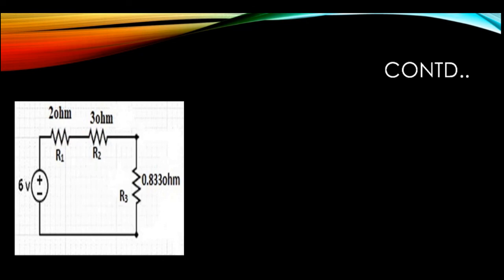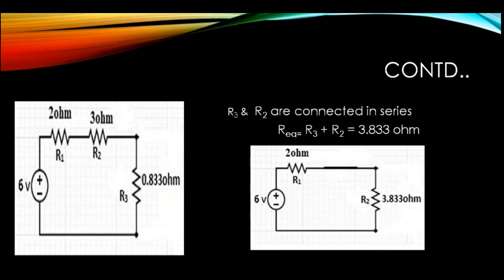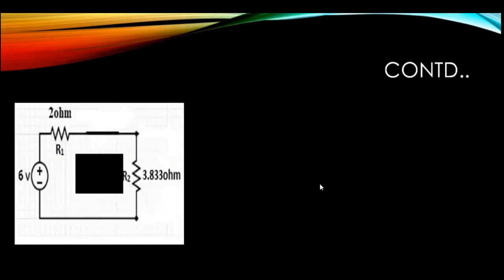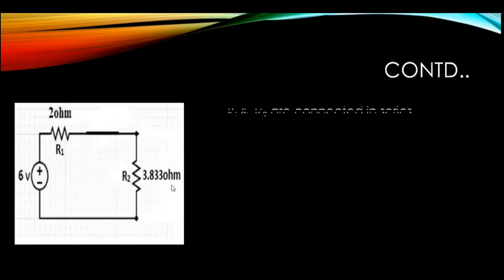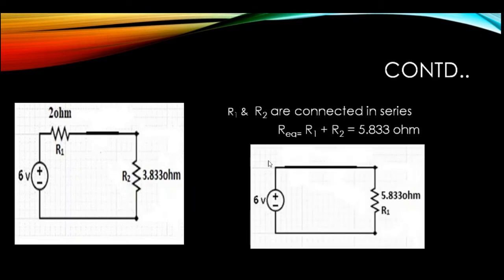Now moving on to the next step. Here R2 and R3 are connected in series. So 3 plus 0.833 is 3.833. So again two resistances will be reduced to 1. So this is the circuit where the resistance is reduced. Again this 2 ohm and 3.833 are connected in series. So again we add them and we reduce it to one resistance. So this is the equivalent resistance of the given circuit, 5.833 ohm.